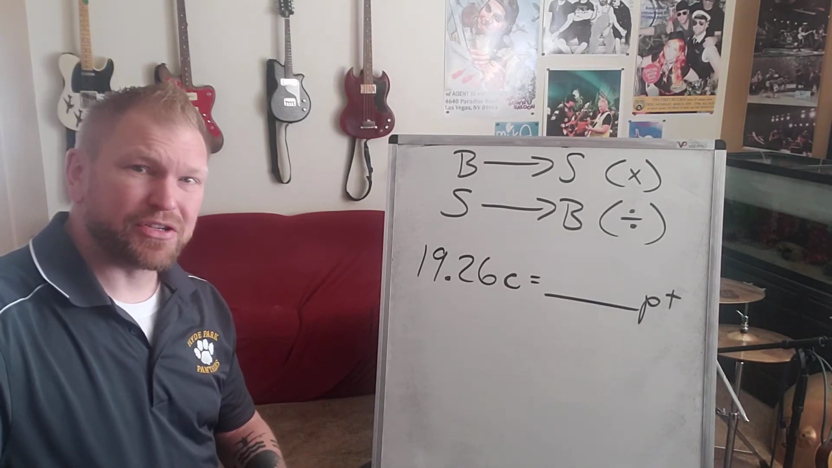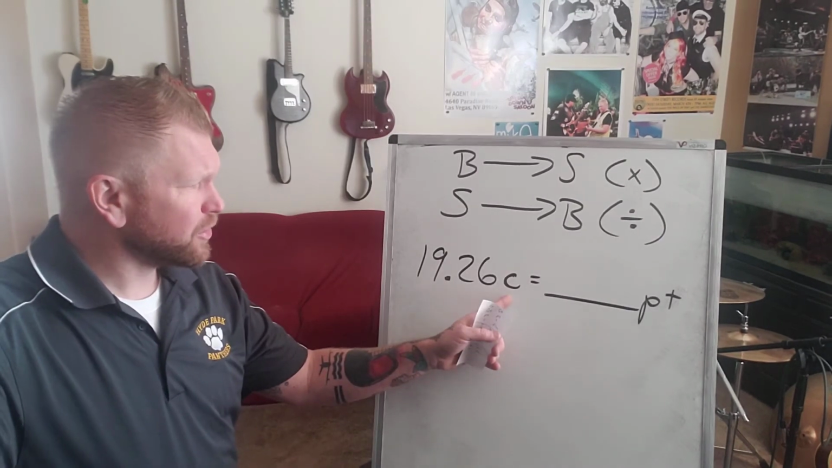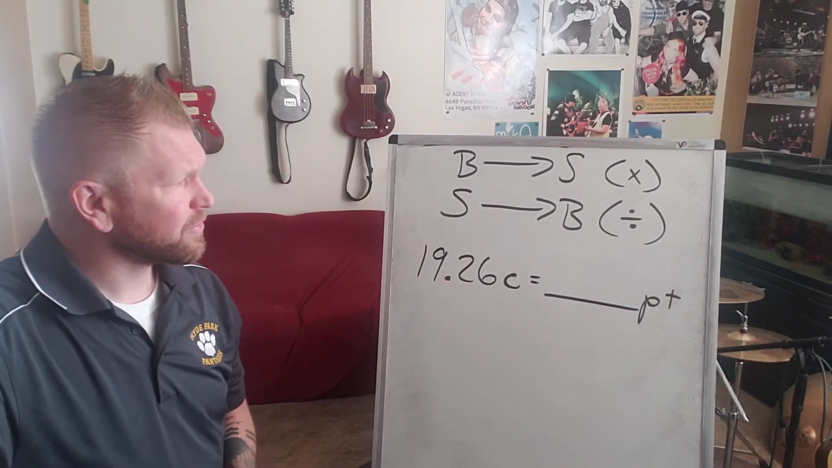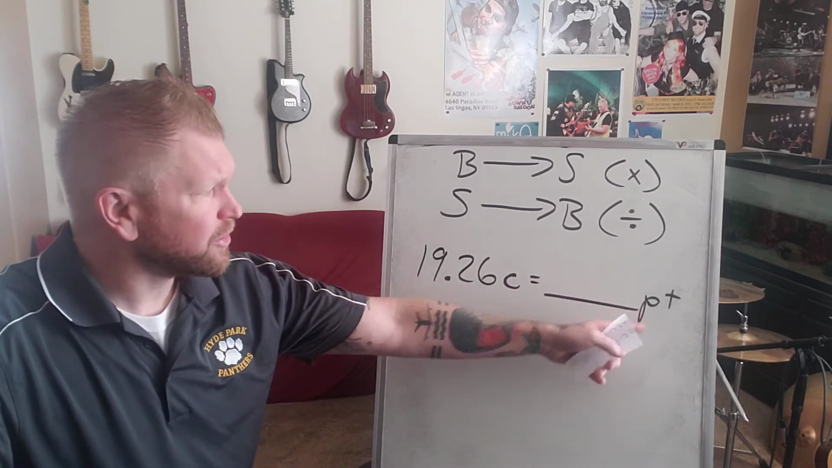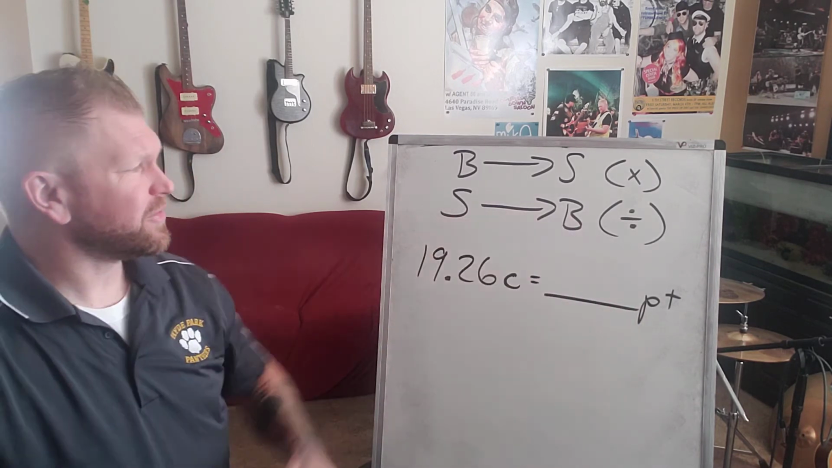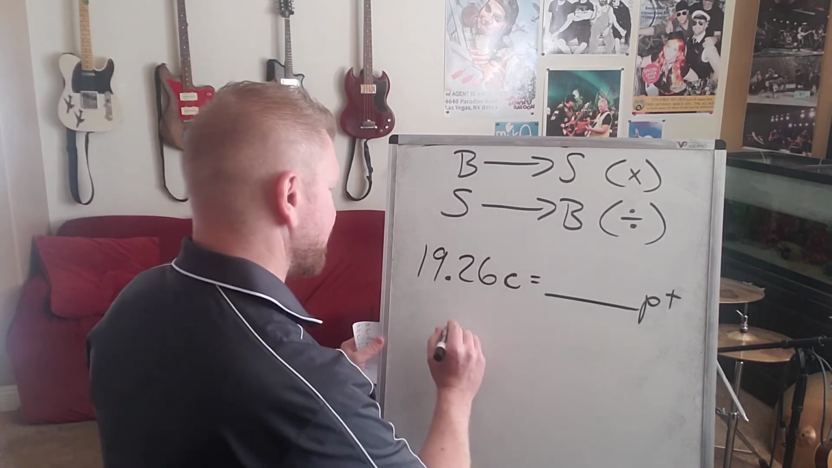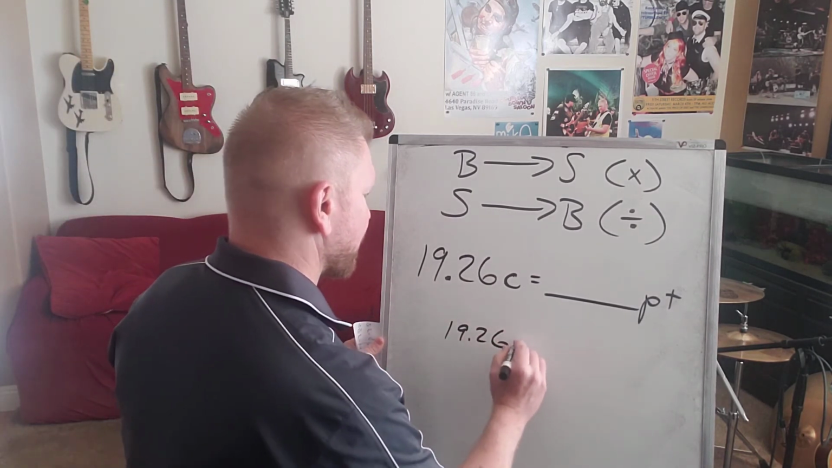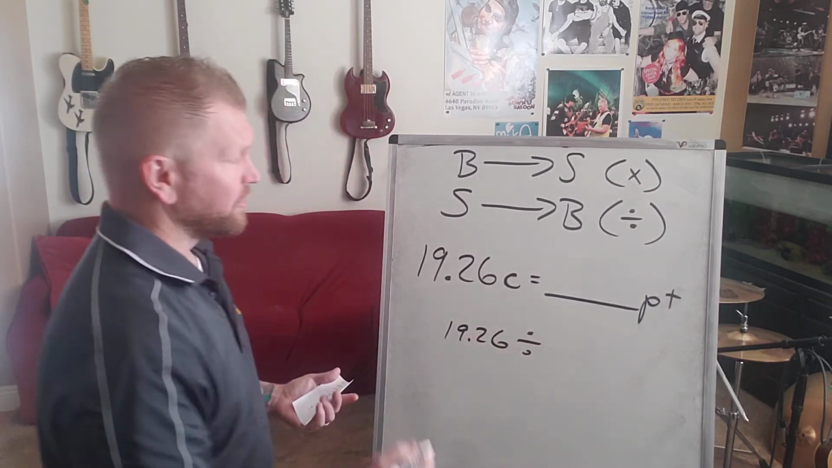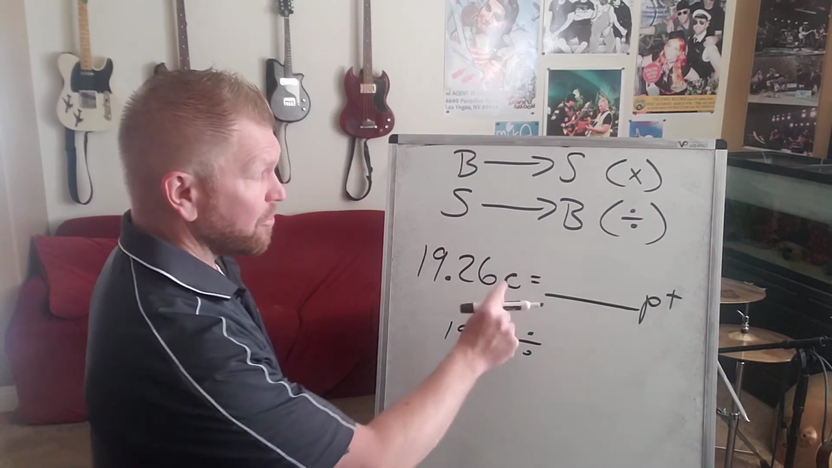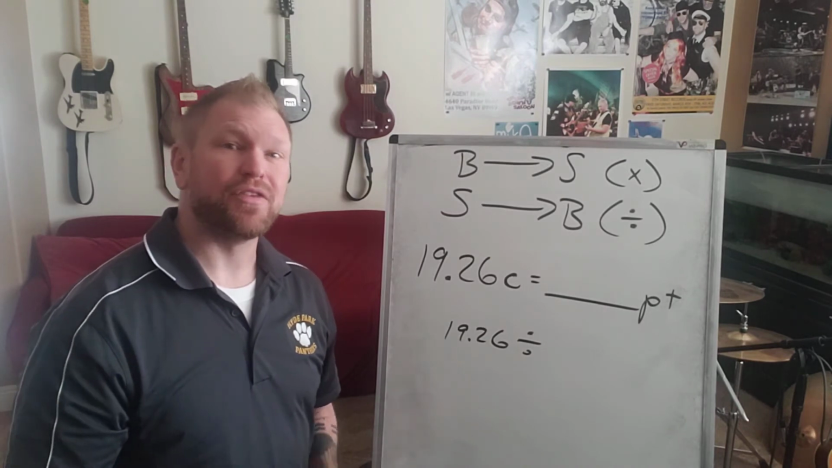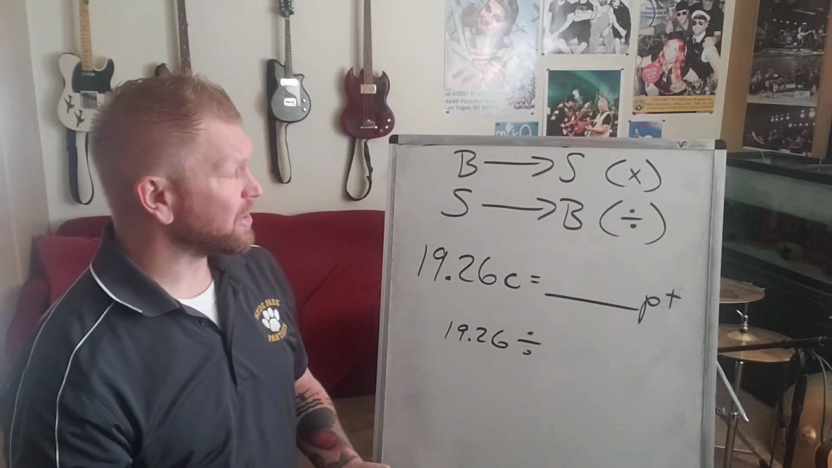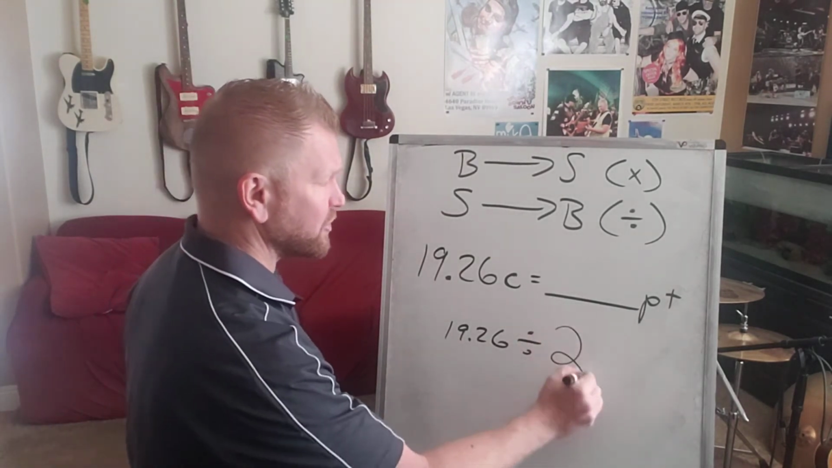But if you look at that picture that we just drew, are cups bigger or smaller than pints? So when you look at the picture, you'll see that cups are smaller, pints are bigger. So we're going from small to big. We're going to divide again. So we're going to take 19.26. We're going to divide it to get the answer. Now divide it by what? So the question is, how many cups make up a pint? So either when you look in your notes where we wrote that down, or if you look at the picture, it's 2 cups that make up a pint. That's why we'll divide by 2.